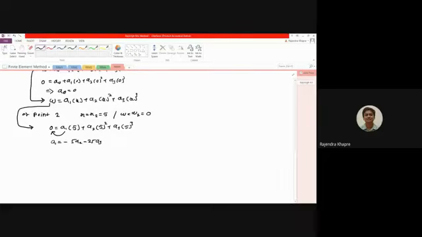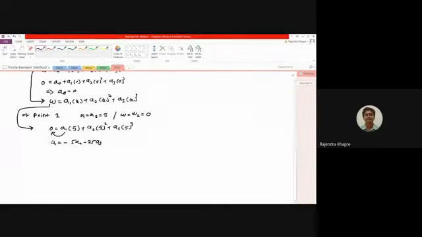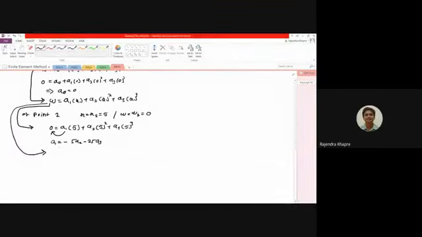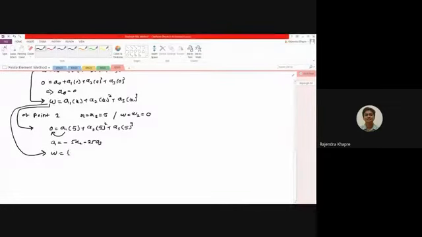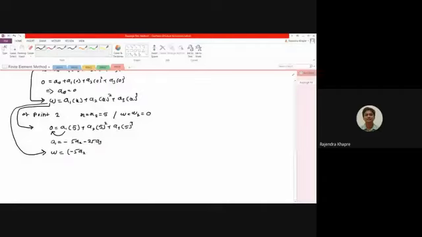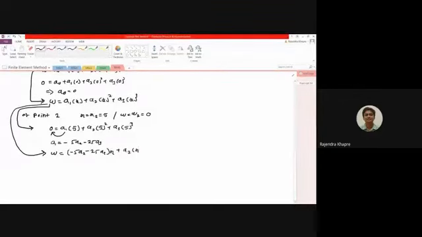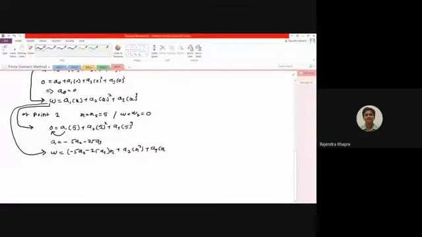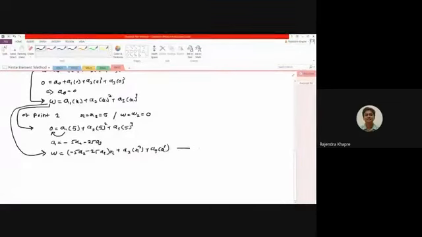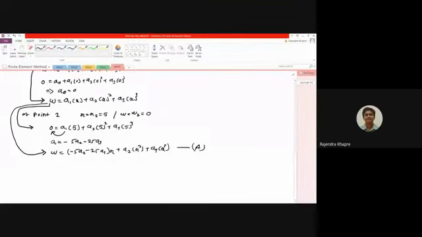So now we can express the value of a1 in terms of a2 and a3. This is one expression we can obtain from this. So if you rewrite this value, you have w equals a1 x. This a1 now can be written as minus 5 times a2 minus 25 times a3, into x, plus a2 into x square, plus a3 into x to the power 3. So let us call this expression number A.